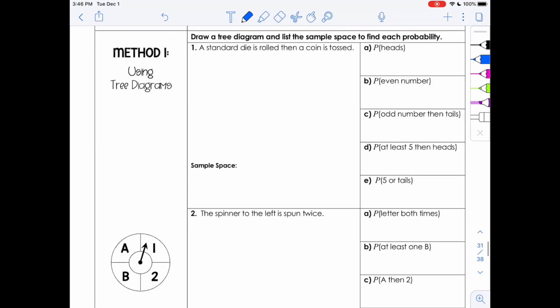So with a tree diagram, we're going to roll a die and we're going to toss a coin. So when we roll the dice, what could happen is the dice could land on the number 1, it could land on the number 2, 3, 4, 5, and 6. Then, when we flip the coin, for each side that the dice can land on, that coin can land on either heads or tails.